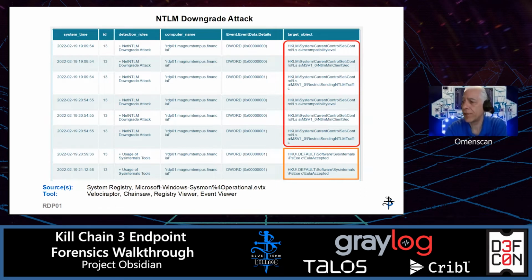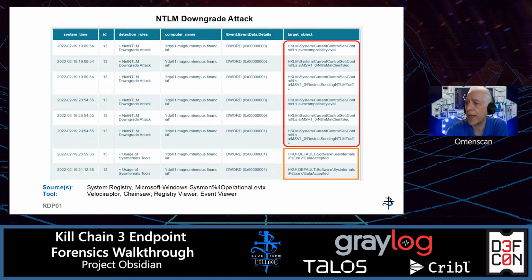Looking further into the evidence, again, we see in the Sysmon logs, event ID 13, and PowerShell, Chainsaw identified that this was likely an NTLM downgrade. So this is at 1909 and at 2054, we saw the actor execute an NTLM downgrade. The idea in an NTLM downgrade is to force the machine to allow insecure hashing, and then those credentials can be dumped, those hashes can be dumped, and they're easier to crack offline.